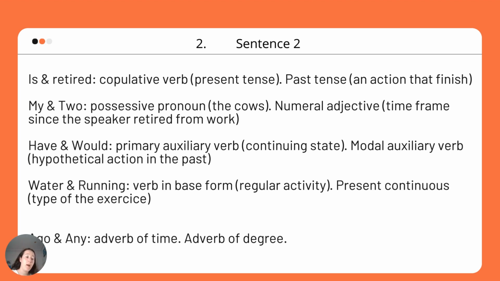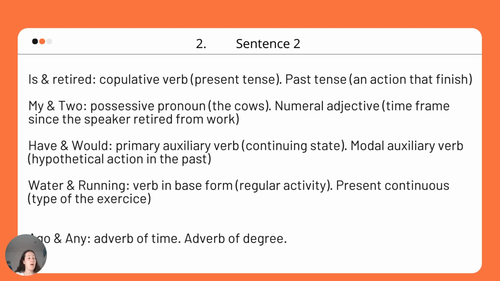The second category that we have here is the pronoun category, and the examples are my and two. The first one, as I told you, is a possessive pronoun. Why? Because it indicates the possession of something. In this case, the person possesses the cows. Secondly, the second example is the numeral. It's a numeral adjective, and it indicates the time frame since the speaker retired from work.